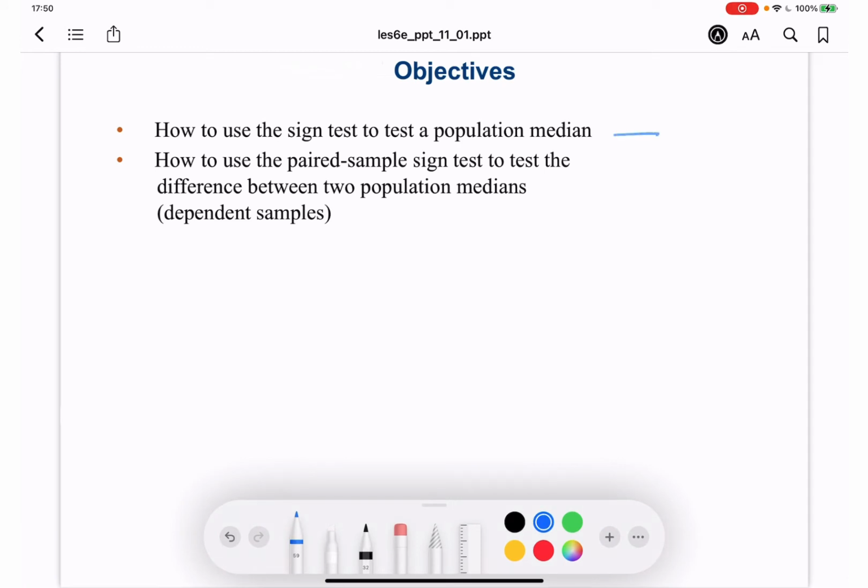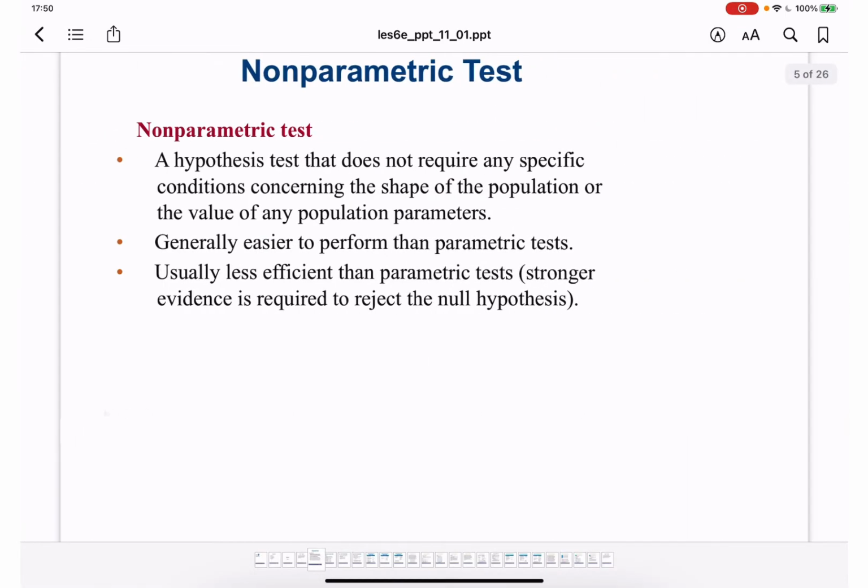And then how to use paired sample sign test to test the difference between population medians. Those are dependent, because we said paired. Paired samples are usually dependent. Okay, before I move on, let's read the non-parametric test.